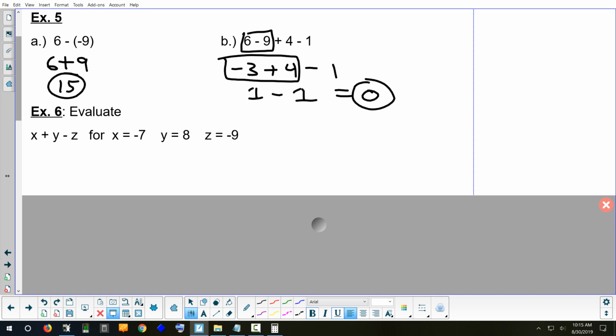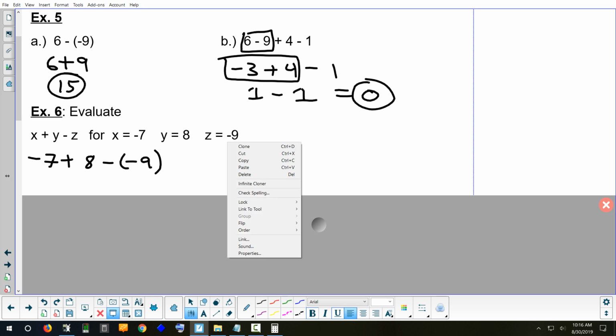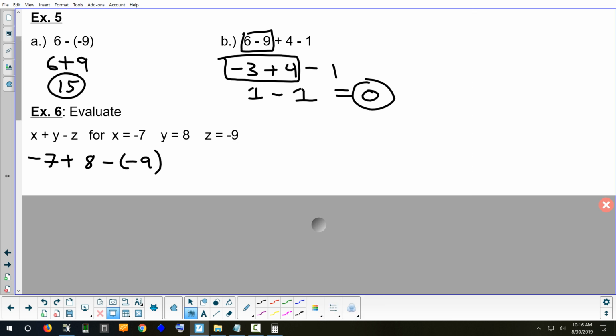Lily, can you tell me what that's going to look like when I plug everything in? -7 plus 8 minus 9. I like the first two parts. We got to be careful with the last part. You don't have to simplify anything, but how would you write that? You wouldn't put -9. You would put minus, because this says minus z, right? Z is -9. Minus -9. And some people already said what's going to happen. It's going to turn into a plus.